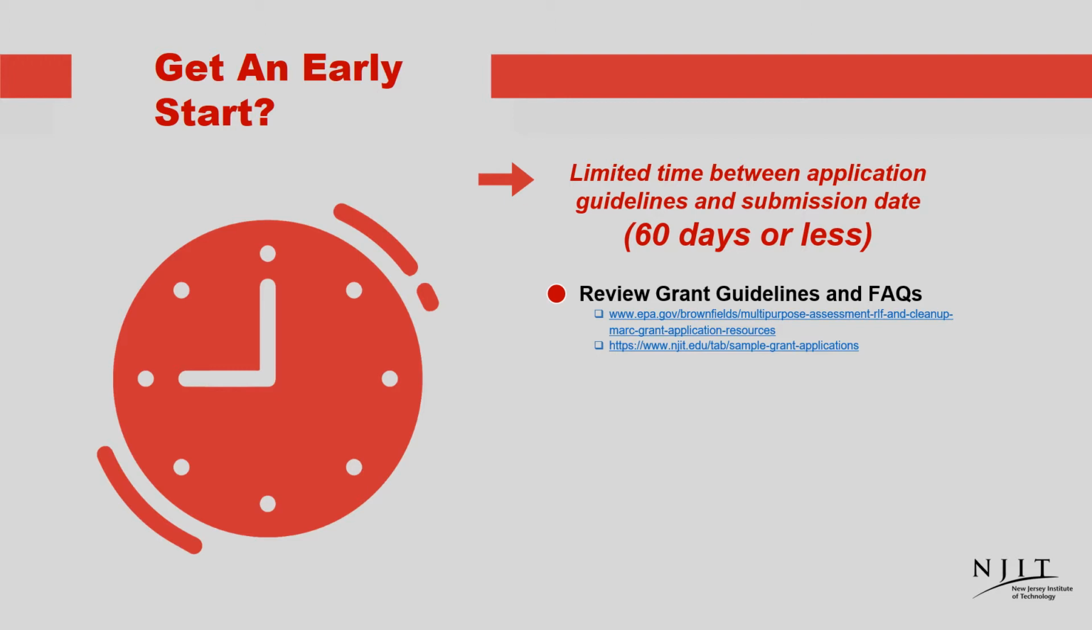Previous year's guidelines and FAQs are available on the EPA Office of Brownfield and Land Revitalization website at the URL shown on the slide. It is also recommended that applicants review past successful grant applications to get a good idea of what a winning grant looks like. Samples of successful MARC grants can be found at the NJIT tab website by following the URL provided on the slide.